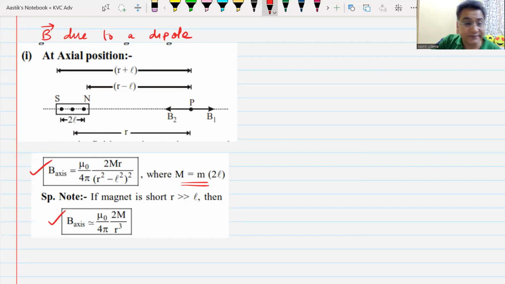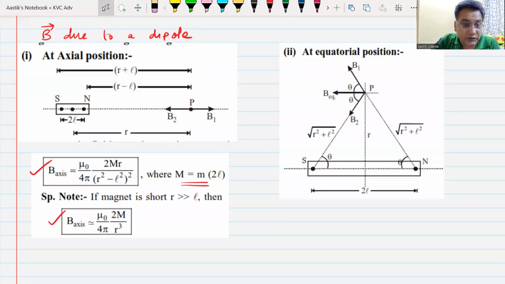Do we understand this? Yes, sir. Everyone understands this? Just a minute, I'll give you time to note it down. Now, this is the axial position. Then we have an equatorial position, which is the perpendicular bisector. Do we understand this? The formula for this perpendicular bisector would be like this.